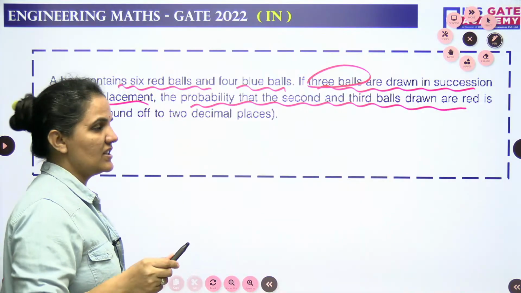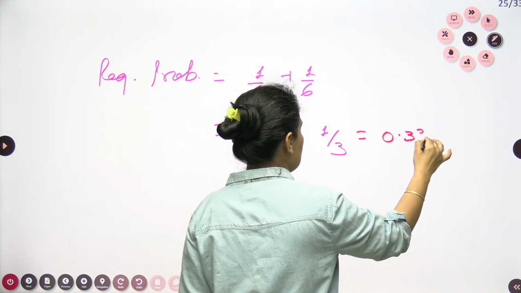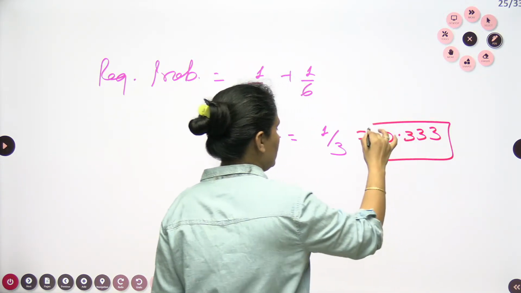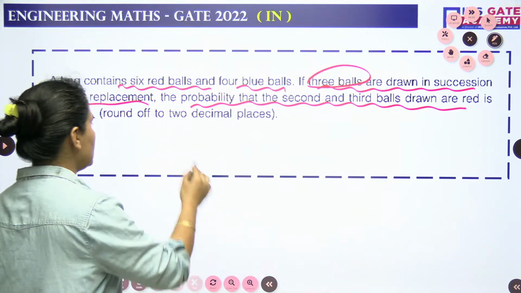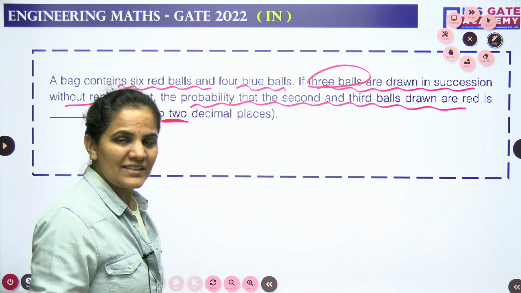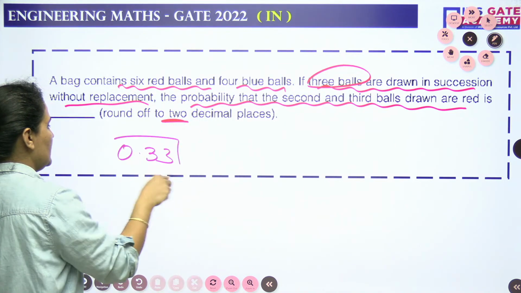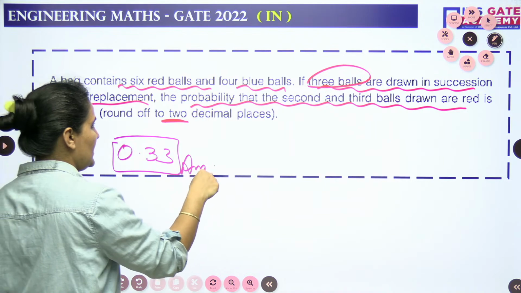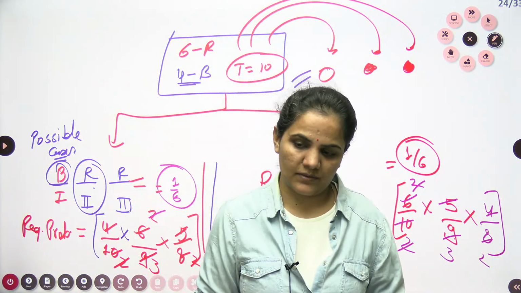We don't have options here. This is a numerical answer type question. So 1 by 3 will be 0.333. If you want up to 3 decimal places, you can write the result as 0.333. If you want 2 decimal places, your result will be 0.33. This should be your answer. Very easily, with the basic concept of probability, we can solve this question.